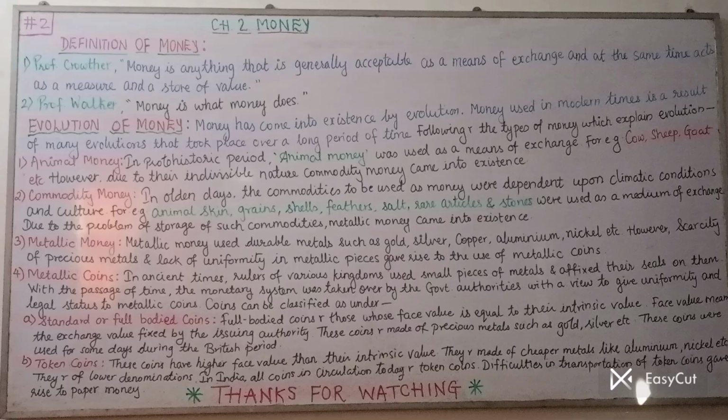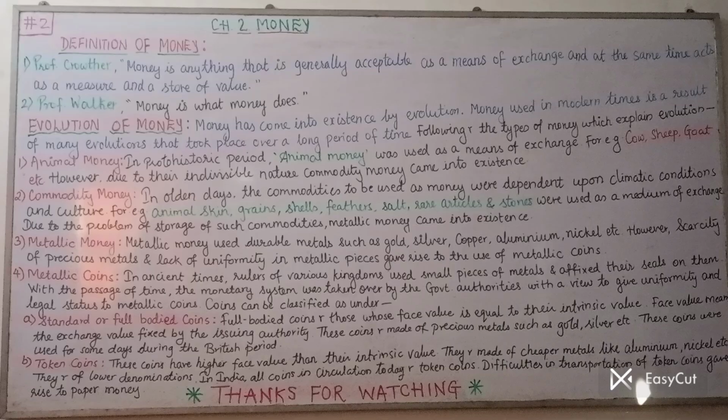But again, there were some difficulties in this commodity money. Some of these commodity money types couldn't be stored. There was a problem of storage with some kinds of commodities, and hence to overcome this difficulty, metallic money came into existence. So we are studying the evolution of money.